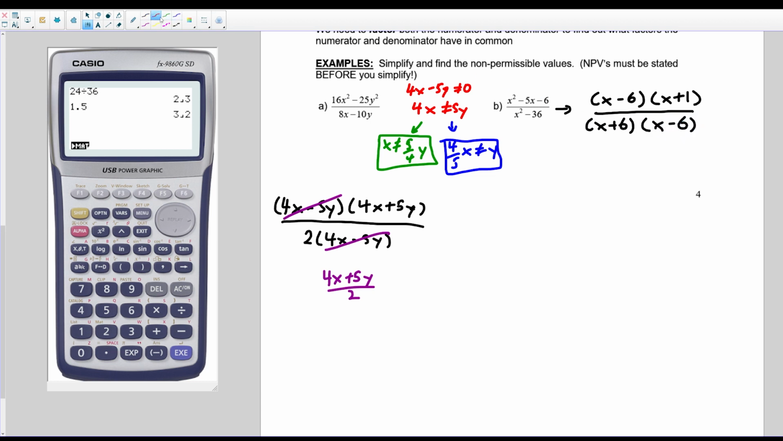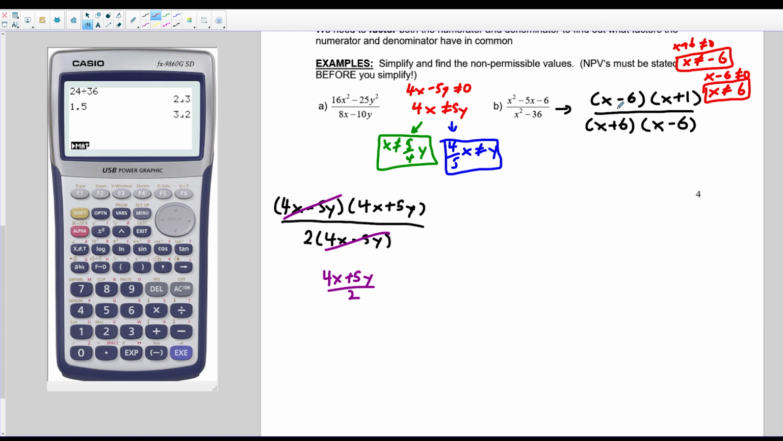Before we get rid of any of our common factors, we can look at our two NPVs. We can see here that x plus 6 cannot equal 0, so x cannot equal negative 6. That's my first NPV. And for my second NPV, I have x minus 6 cannot equal 0. So x cannot equal positive 6. So x cannot equal positive or negative 6.